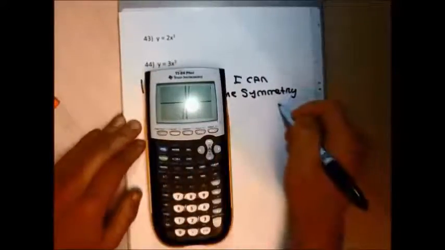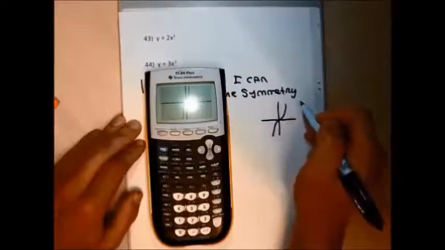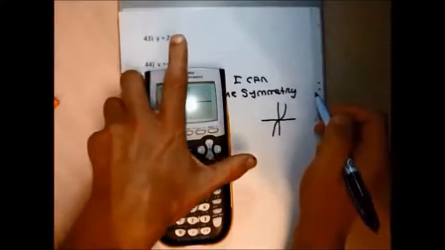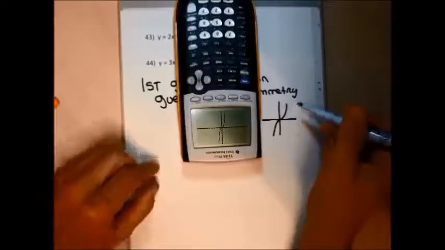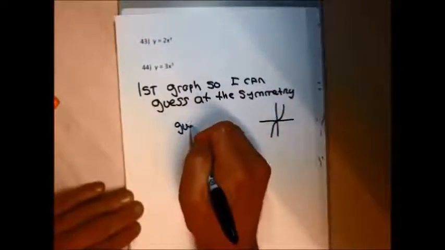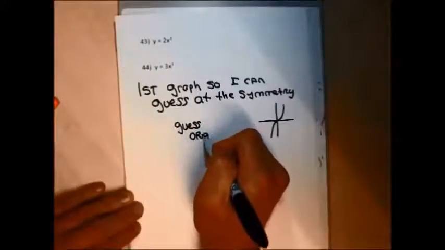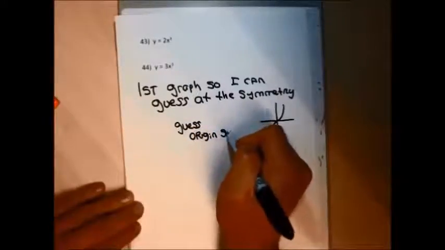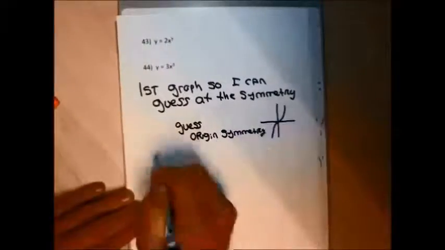So that graph looks something like this. Let me turn my calculator graph over and ask myself, does it look the same upside down as right side up? And it certainly looks exactly the same upside down as right side up. So I guess there's origin symmetry. And again, that's not going to be enough on a test.